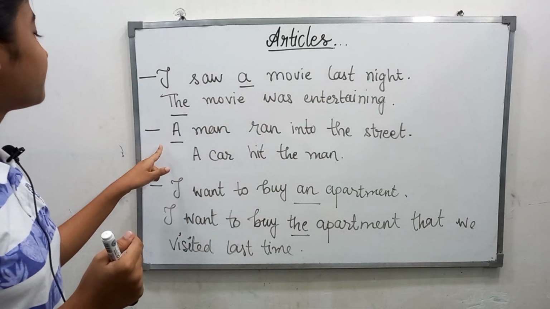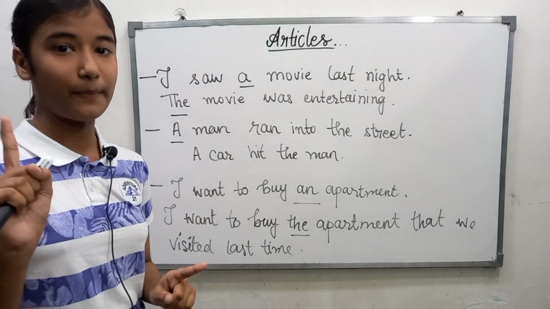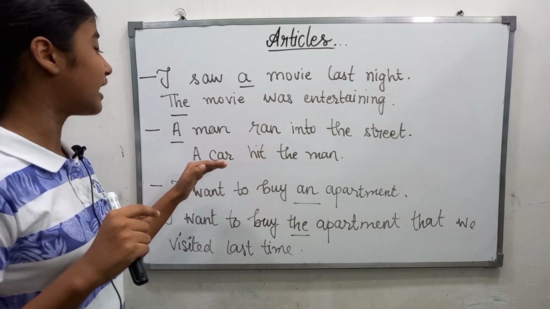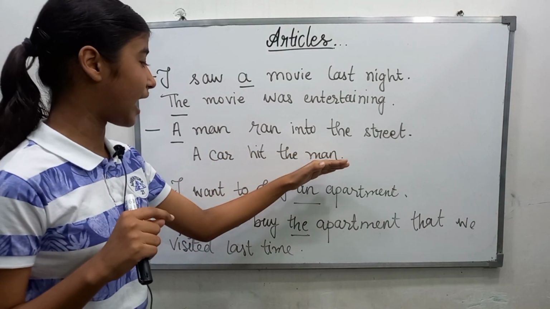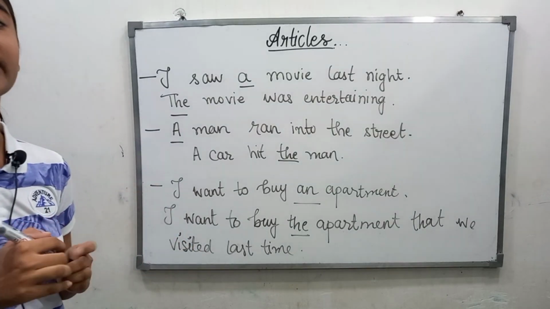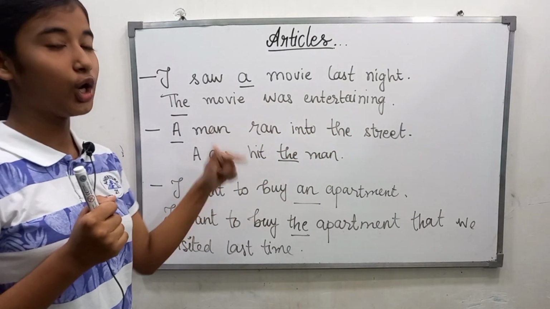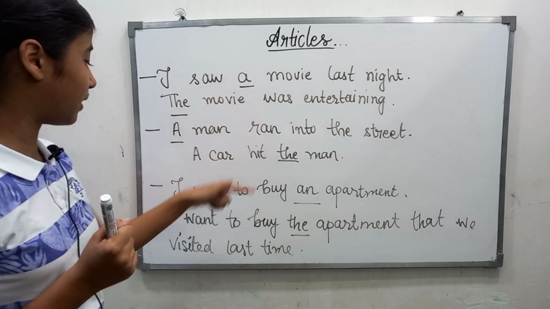Now in the next example, a man ran into the street. So there was just a man who ran into the street, and a car hit the man. Here there was a car which hit that man who was running into the street. Now I hope you understand where we put "a" and "the".